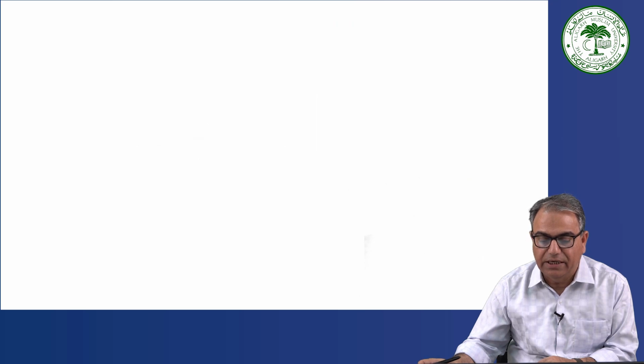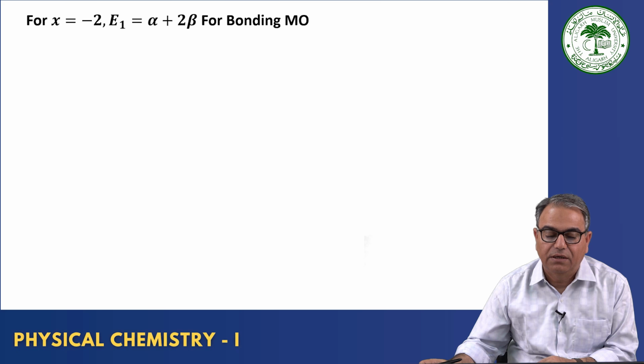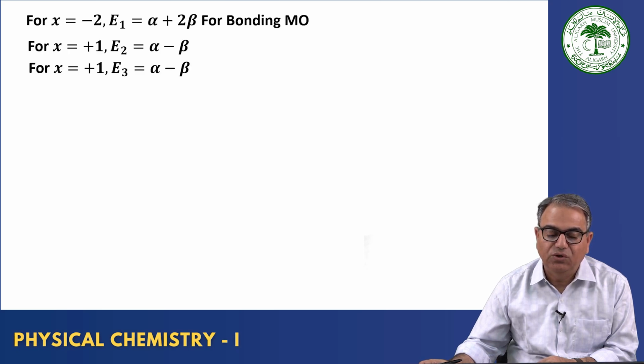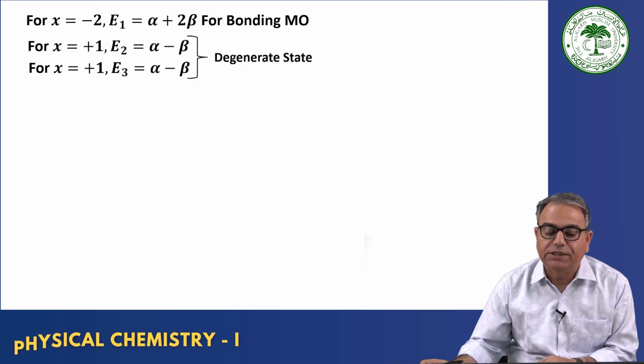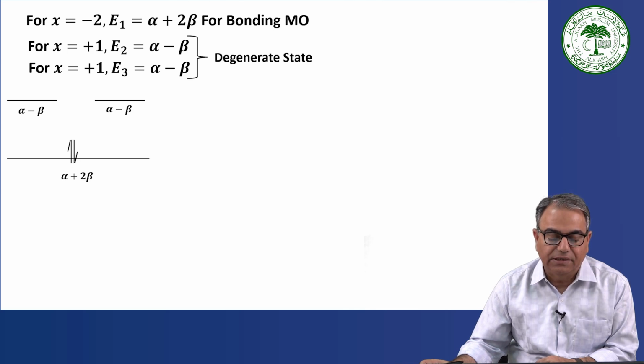It means that if you calculate the energy, then for minus 2 the energy comes out to be alpha plus 2 beta. For plus 1 the energy comes out to be alpha minus beta, and again you have plus 1, so energy comes out to be alpha minus beta. Okay, so what do you find? E2 and E3 have the same energy, and this is called degenerate state. E2 and E3 are degenerate. So of the 3 molecular orbitals which you get, 2 are degenerate and 1 is the bonding molecular orbital for the cyclopropenyl system, and you can write it like this.